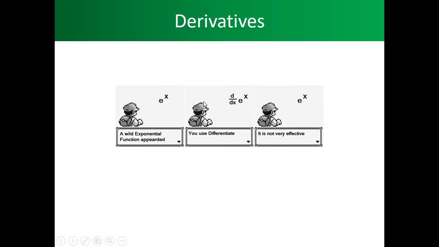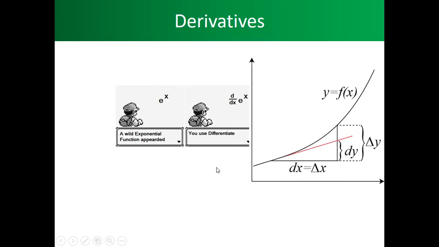We have been studying lots of different things, and now we're looking at partial differentiation. A wild exponent function we have here, okay? You use differentiation, and it is not very effective. What we started with is still what we have. Okay, we would like to look at how we differentiate. What is that all about?